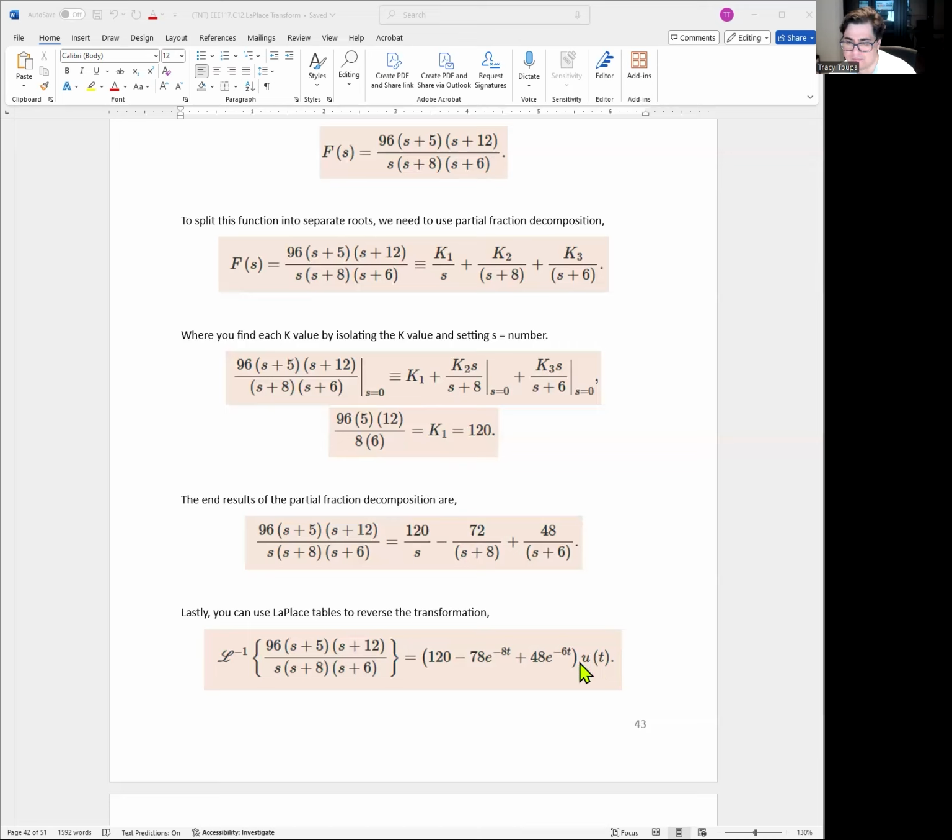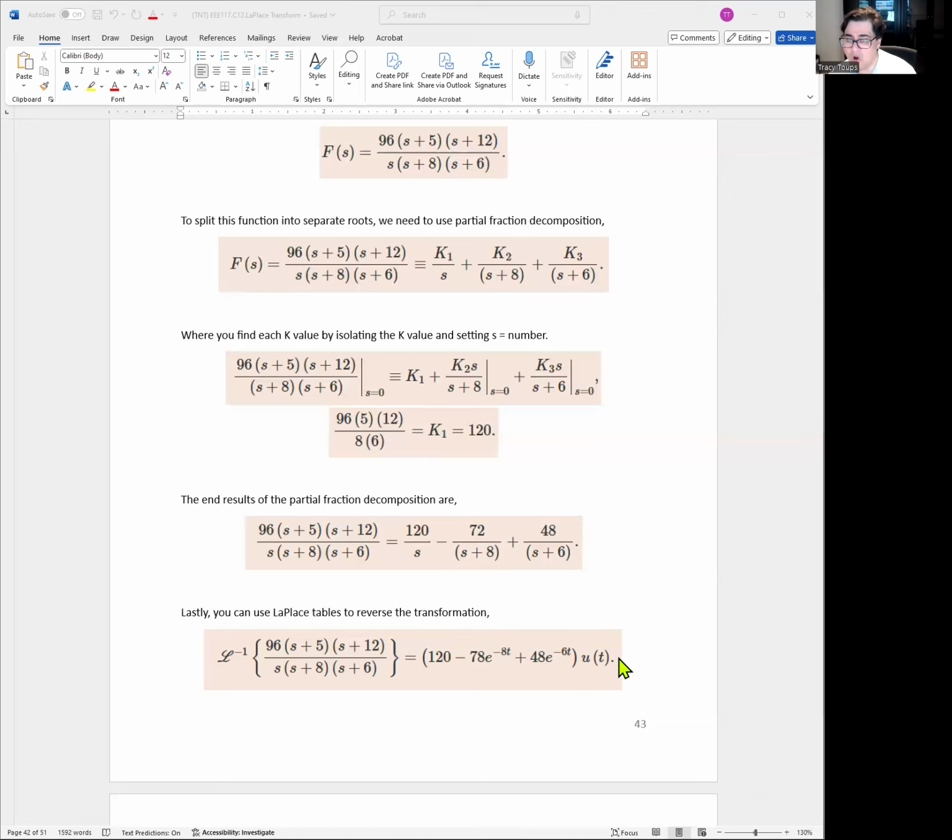Okay, right here. Negative 72 over s plus 8 is a negative... I think that's a typo. That should be a 72. It's a negative 72 e to the negative 8t. And remember, 1 over s plus 8 is e to the negative 8t times u of t. So the u of t gets split out here. And lastly, you have a positive 48 times 1 over s plus 6. That should be 48 times e to the negative 6t times u of t.